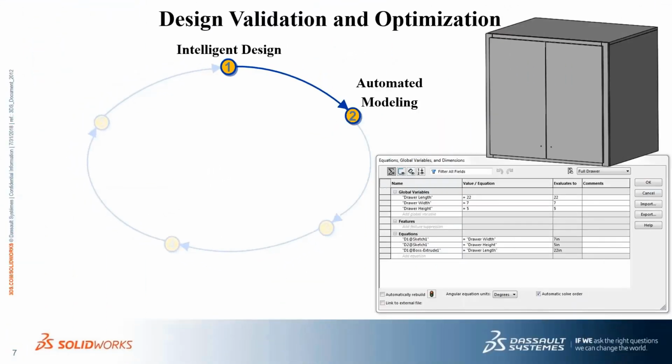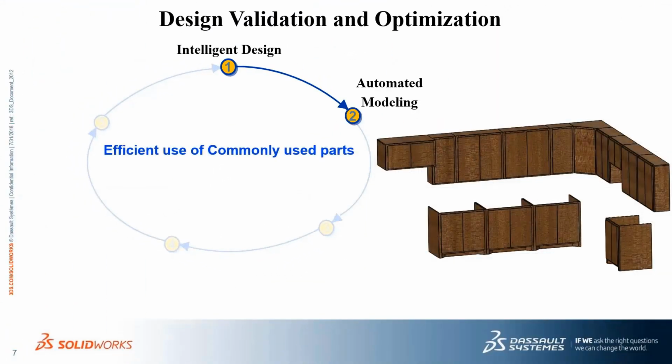Automated modeling with smart features and smart components shows us how we can efficiently use commonly used parts by storing them in the design library and having access to them throughout our designs and assemblies. These allow us to quickly and efficiently create our models without the need to remodel every time we have a slight variation in our designs.